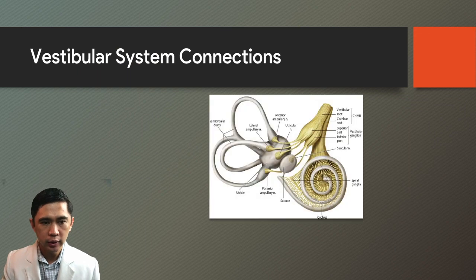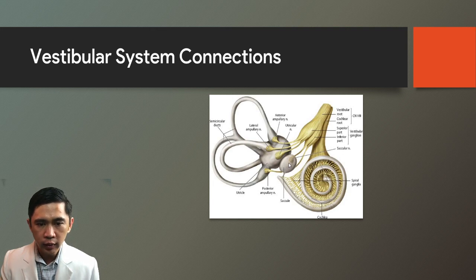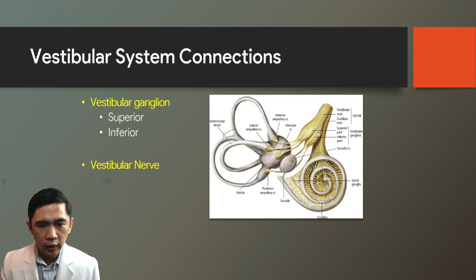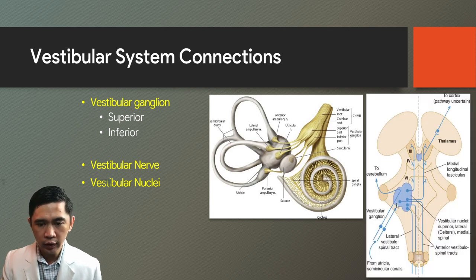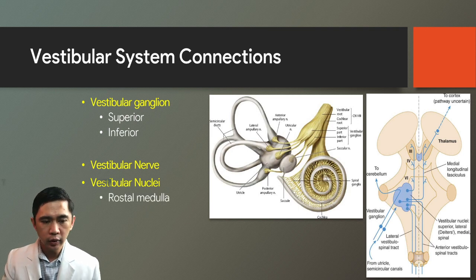Vestibular system connections. The vestibular nerve will receive all the signals from the semicircular canals and the utricle and the saccule via the vestibular ganglion. We have the superior part and the inferior part. We call this the vestibular ganglion. The vestibular ganglion will give rise to the vestibular nerve, and it will join with the cochlear nerve to form the vestibulocochlear nerve. However, the connections in the vestibular nerve will end up in the vestibular nuclei, different from the cochlear nuclei. The vestibular nuclei are found in the rostral medulla.